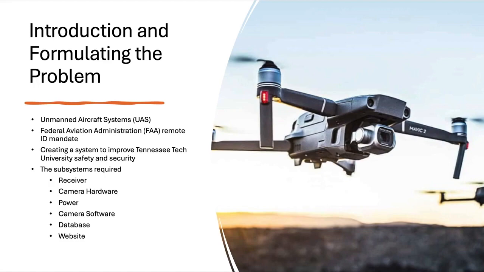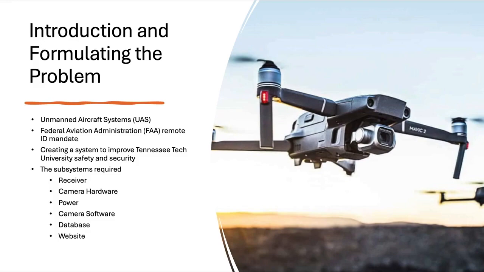All drones that are 250 grams or more must emit a remote ID signal every second, and this remote ID signal carries information such as the serial number, the latitude, longitude, location of the drone, the altitude, velocity, and the location of the control station, etc. This is the most important information for our purposes today, and for the drone detection system.